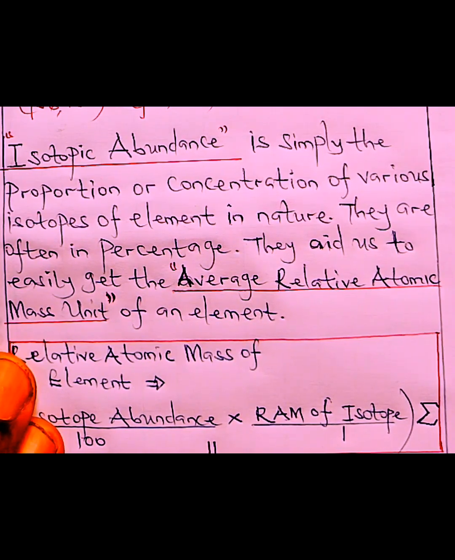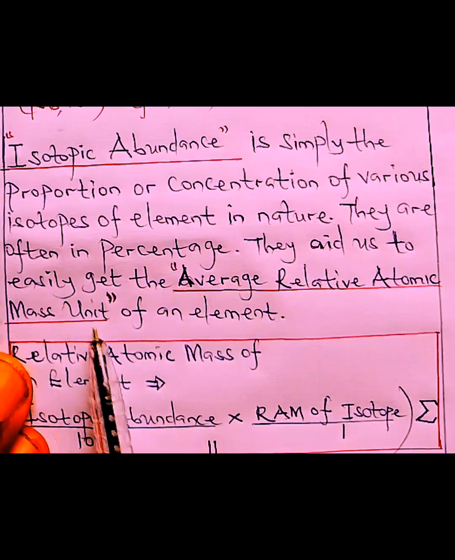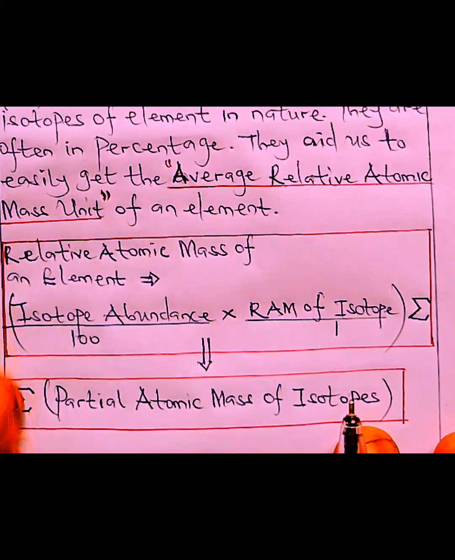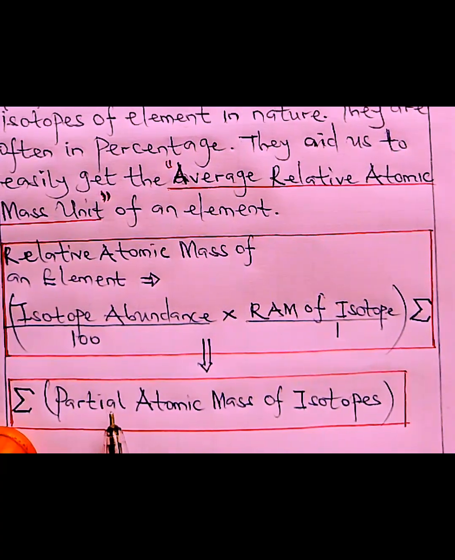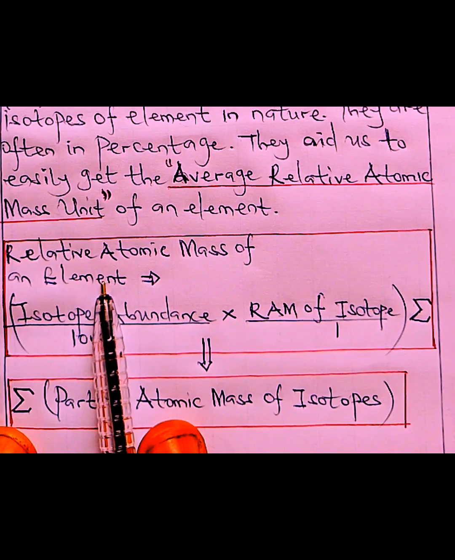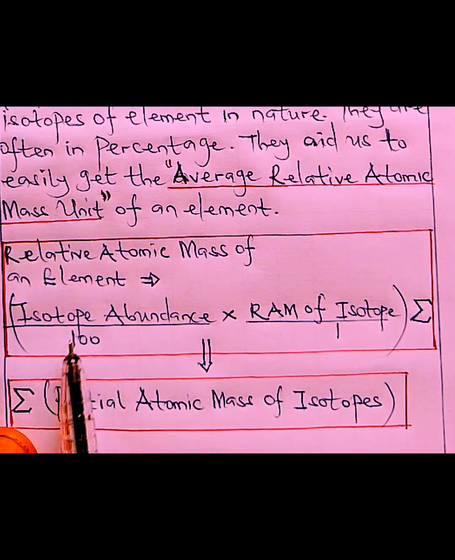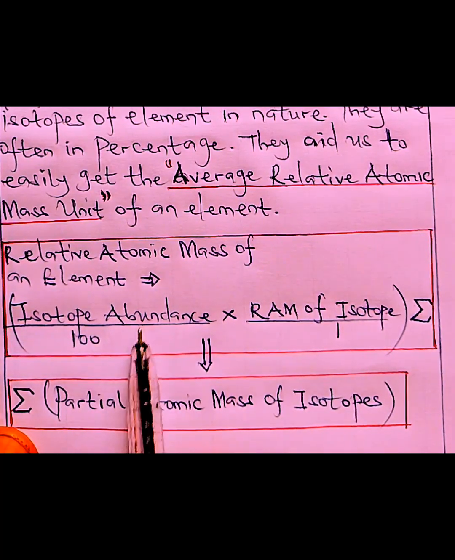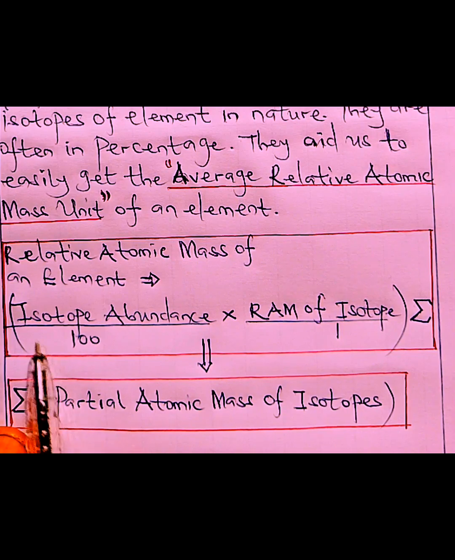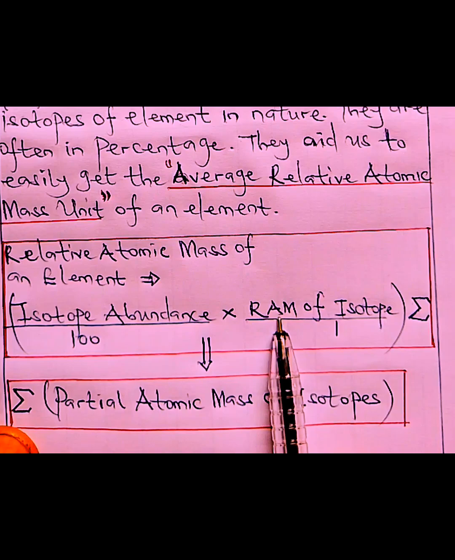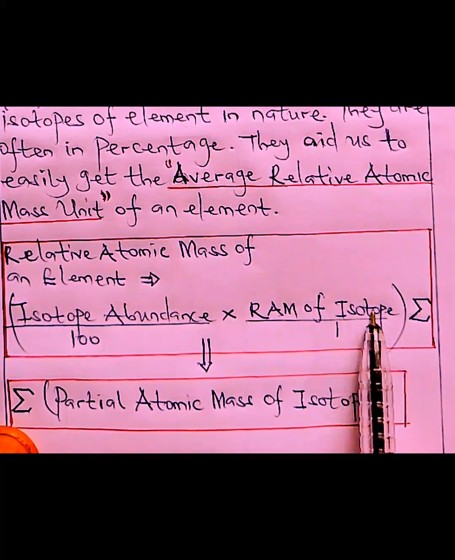So from here on, we're going to be looking at the relative atomic mass of various elements using isotopic abundance. Here, there's a formula for us to see. The average relative atomic mass of an element is gotten when we use this formula. That's the isotopic abundance, which is simply the percentage of that very isotope in nature over 100, times the relative atomic mass, RAM, don't forget, in our previous lesson, the short form RAM, of the isotope over 1.